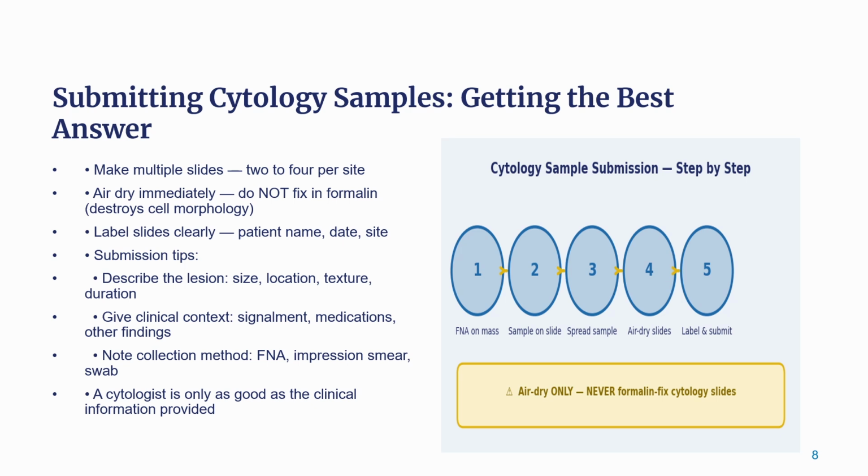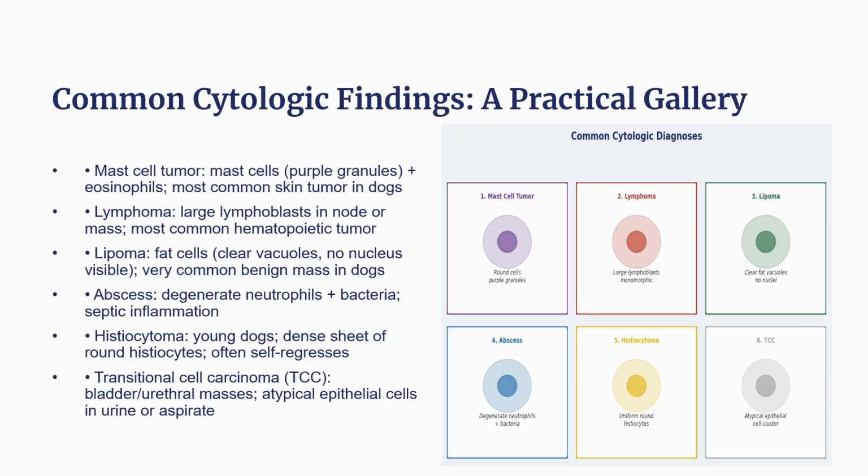The pathologist reading your slide doesn't know this animal. Telling them splenic mass 3 centimeters, 9-year-old golden retriever, spleen palpable, makes a huge difference in the quality of interpretation you get back. Let me leave you with a quick gallery of the most common cytologic findings you'll actually encounter in practice.